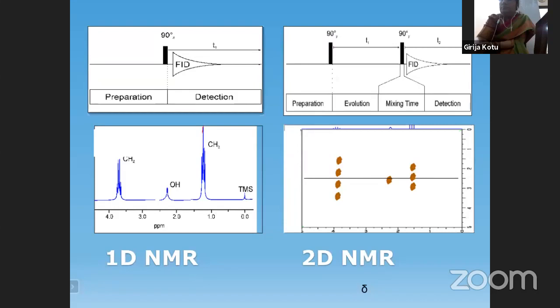So that is also read only on the x-axis in 1D NMR. Whereas when it comes to 2D NMR, the four lines of a methylene quartet are seen one below the other as contour spots.